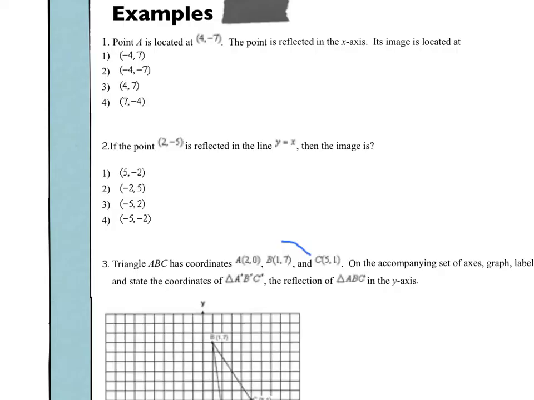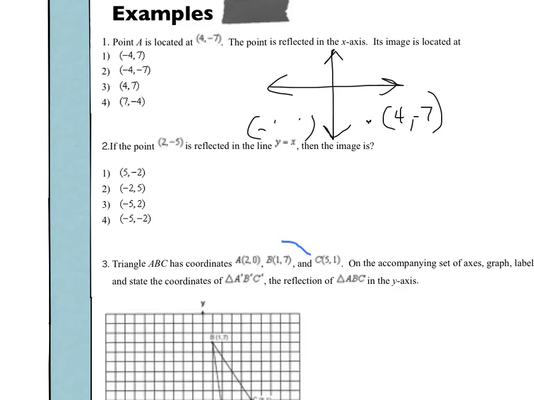So let's look at the examples for question number 1. The first example says, point A is located at (4, negative 7), and the point is reflected in the x-axis. The image is located where? Here's my point (4, negative 7), and they're saying that this is reflected in the x-axis here. So I know that it's going to shift and move this way. There's my new point, and my new point is going to be now at (4, 7). So that means my answer is 2.